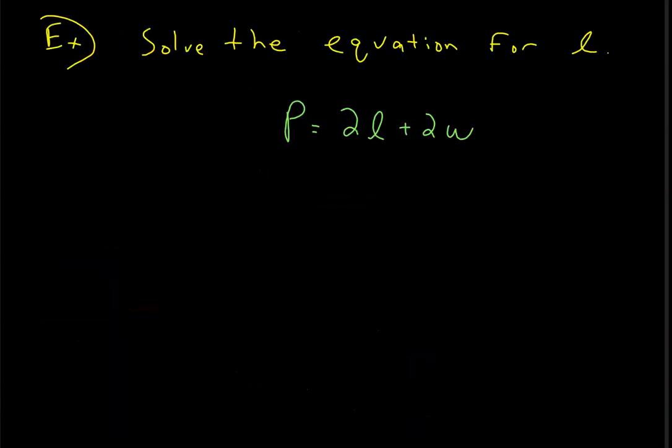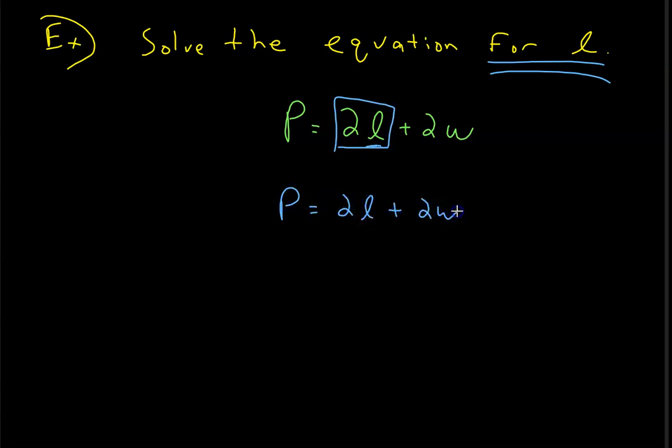All right, so in this example, it says solve the equation for the letter L. And here's the letter L. So to begin, I need to isolate this term with L in it. So let's rewrite this: P equals 2L plus 2W. And that's really perimeter equals twice the length plus twice the width. That's what all those letters mean. But we're going to isolate it for L, length.